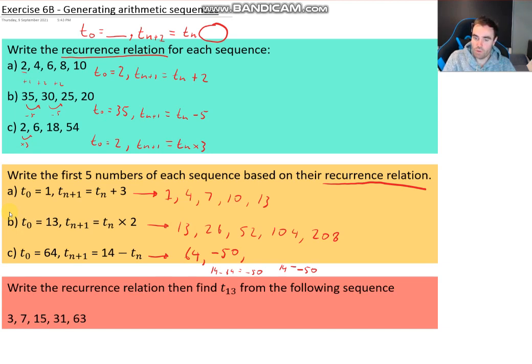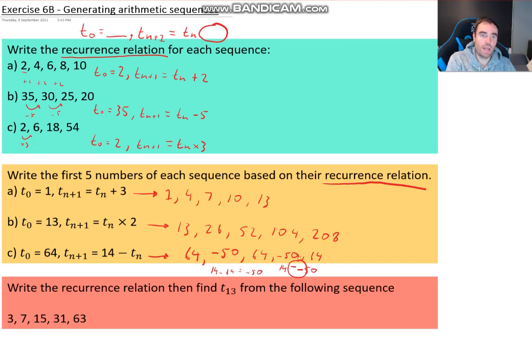And it's important to look at here, you've got a double negative. 2 negatives make a positive. So it's 14 plus 50. It goes back to 64. And you can see the pattern here. 64, minus 50, 64, minus 50. It just keeps going like that. So if you ever see recurrence relations which sort of yo-yo like this, it's usually going to be a number take away that previous or current term. That's how it works.